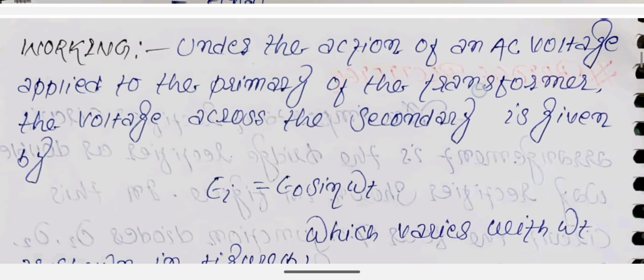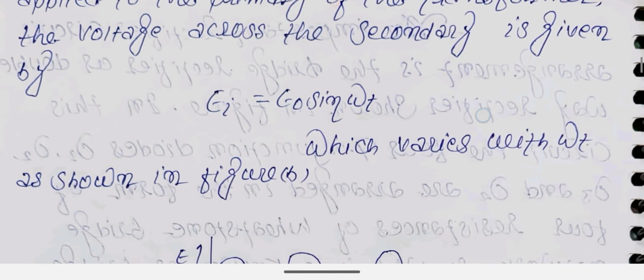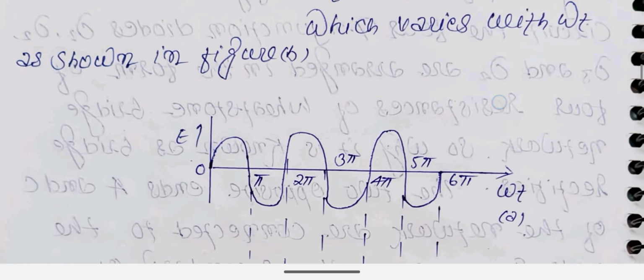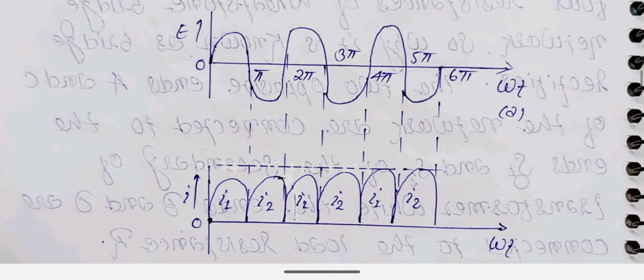And now we know the working. Under the action of an AC voltage applied to the primary of the transformer, the voltage across the secondary is given by e_i = E0 sin ωt, which varies with ωt as shown in figure B. You can see the figure, friends.